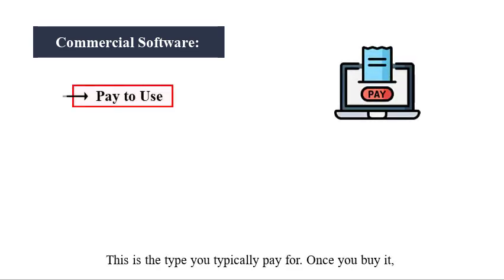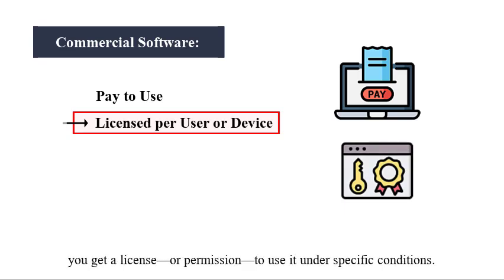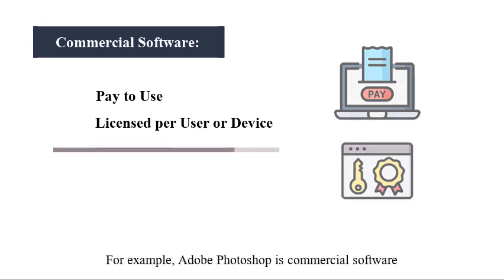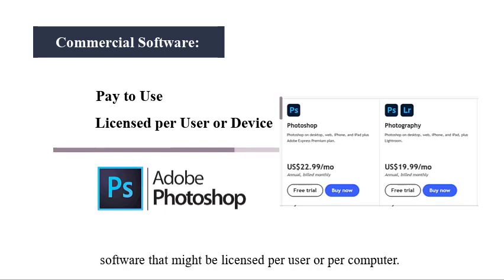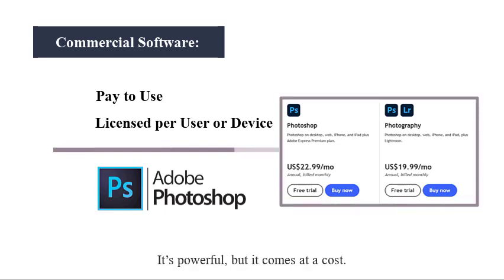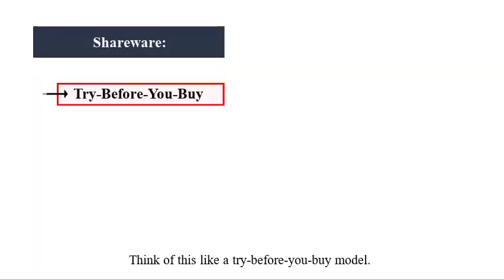Commercial software. This is the type you typically pay for. Once you buy it, you get a license or permission to use it under specific conditions. For example, Adobe Photoshop is commercial software that might be licensed per user or per computer. It's powerful, but it comes at a cost.